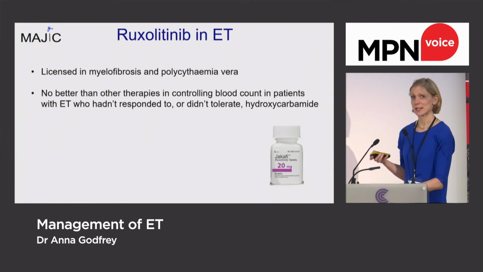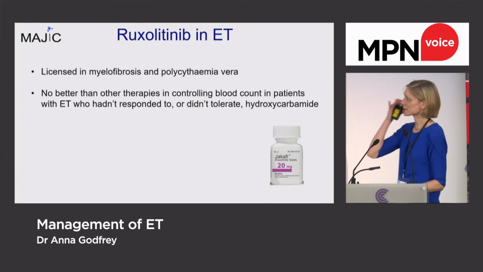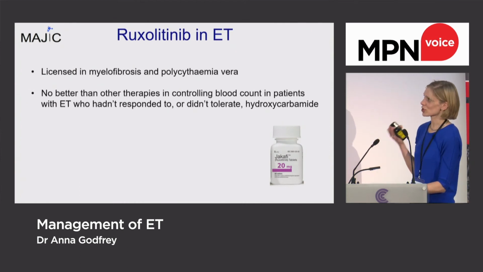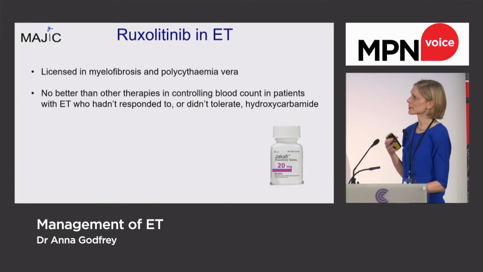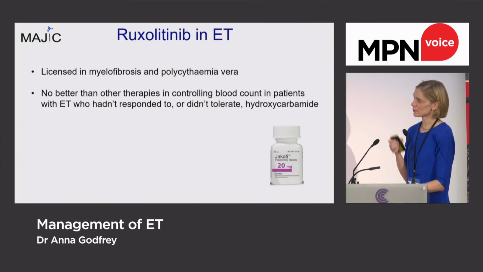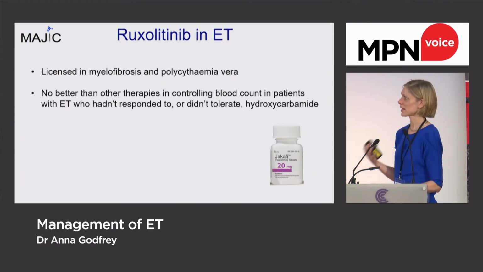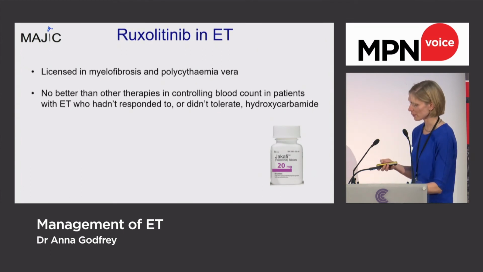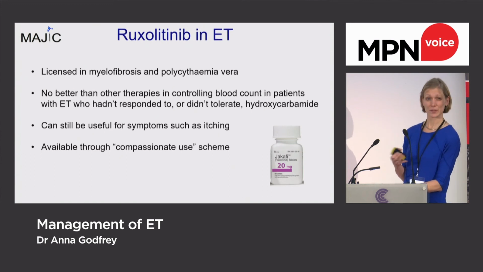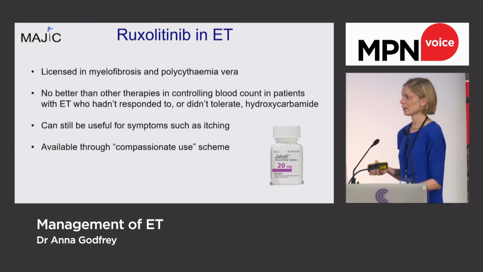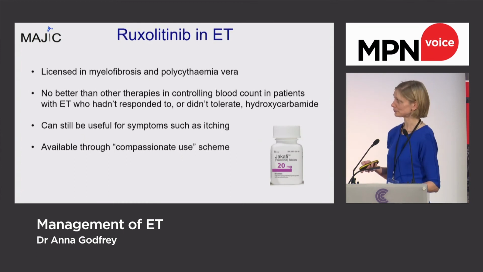Just briefly to mention ruxolitinib in ET, which I think has also been covered in Adam's talk. As you know, this is a JAK inhibitor. It's been licensed in myelofibrosis and polycythemia vera, and was studied in the MAGIC study in ET. It was compared in individuals who either hadn't responded to or didn't tolerate hydroxycarbamide, and was compared with best available therapy, and found, in terms of controlling the blood count, it wasn't any better than those other best available therapies. Having said that, it can still be quite useful for certain symptoms, such as itching, and we can still get hold of it, fortunately, through a compassionate usage scheme in the UK. So we do still use that.